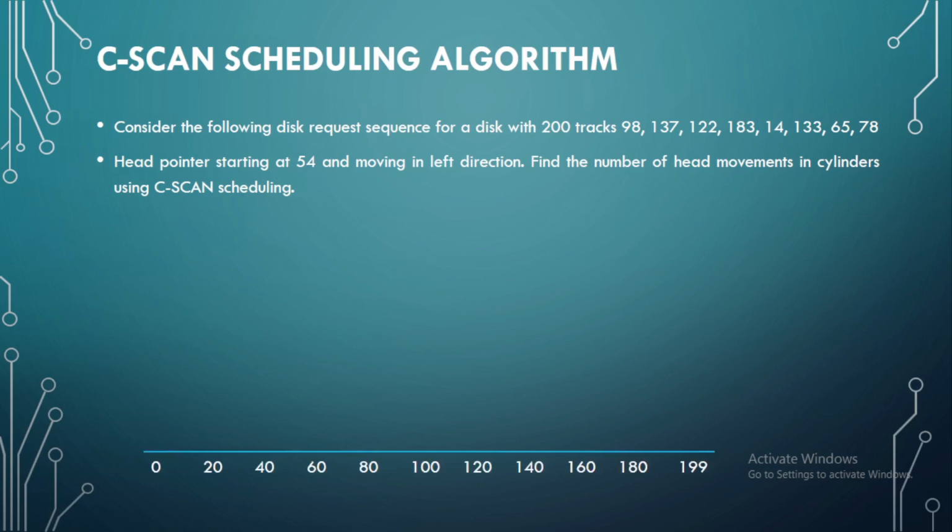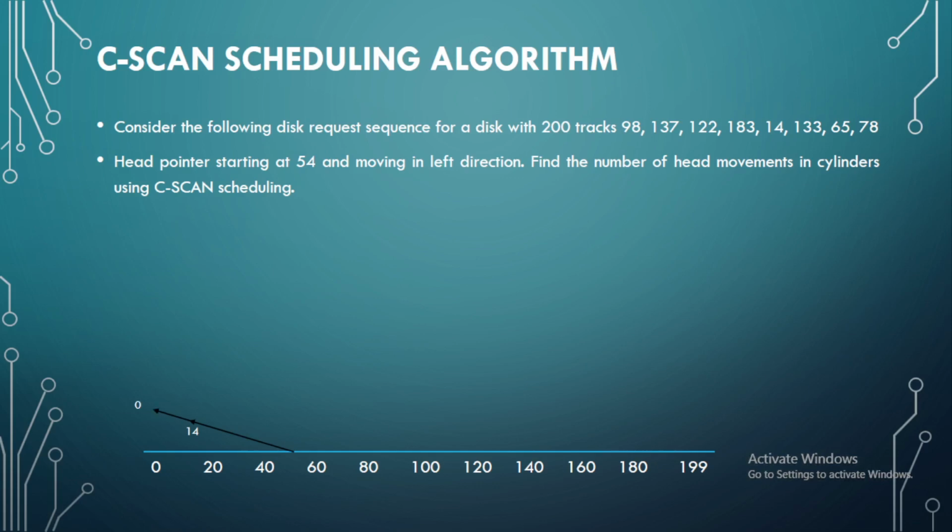So we start from 0 to 199. We are at location 54. Now this is the circular scan algorithm. Here you can see from 54 to 14, and then from 14 to 0.